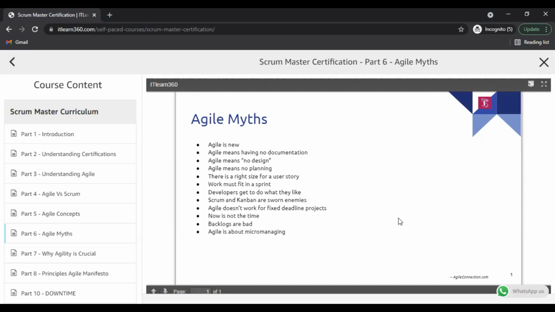That gives us information regarding the next myth, that work must fit in a sprint. It means even smaller stories sometimes need to be split. A rule of thumb we follow is that no single story can consume more than 25 percent of a 2 week sprint's capacity. So that's it.